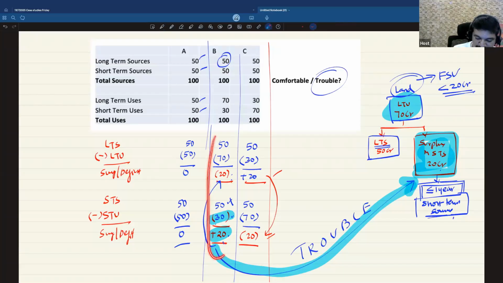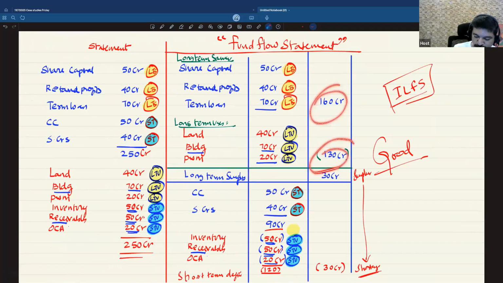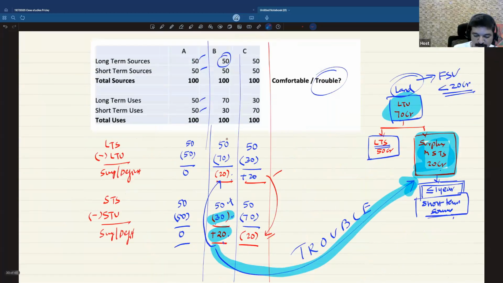You are getting this picture literally from the fund flow statement. Because this is the fund flow statement, no? I told you the fund flow statement will show you long-term sources and uses. It will show you whether there is a surplus or deficit. And here, when you compared the long-term source and use, you have noticed there is a deficit.